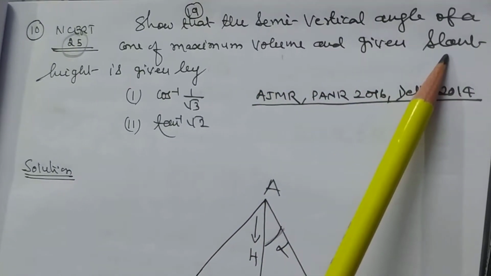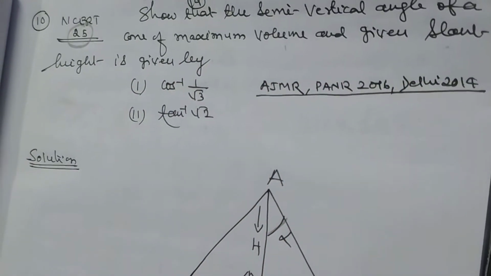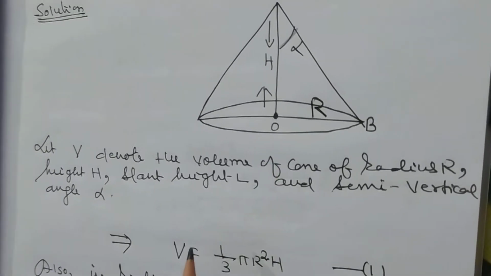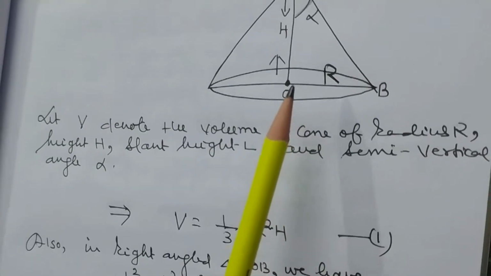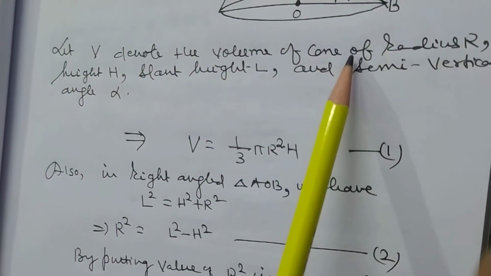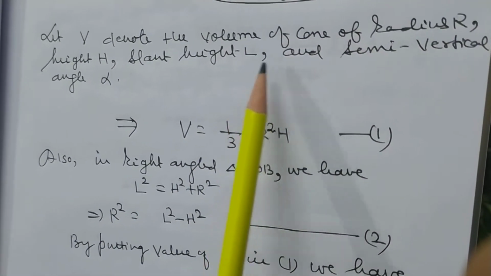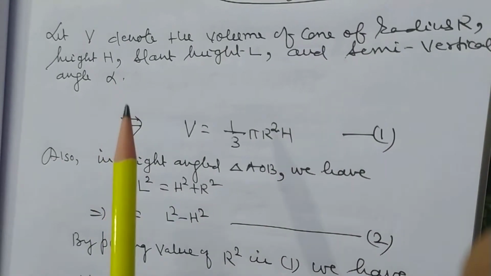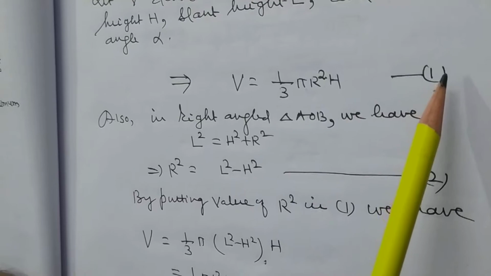And the slant height is given, that is, L square is equal to r square plus h square is given. By taking help of this equation, we have to show the volume is maximum. Let us denote the volume of the cone of radius r, height h, slant height capital L, and semi-vertical angle alpha. This implies V is equal to 1 by 3 pi r square h.